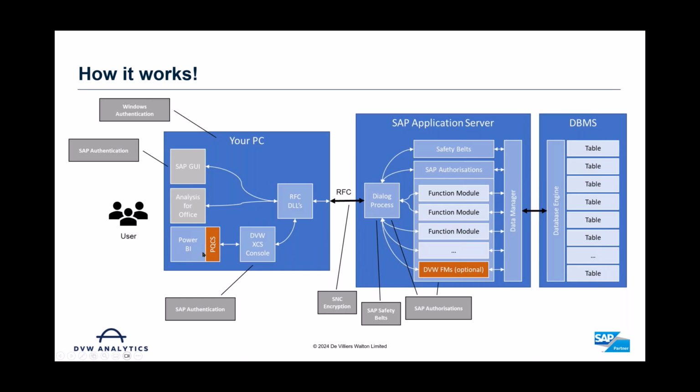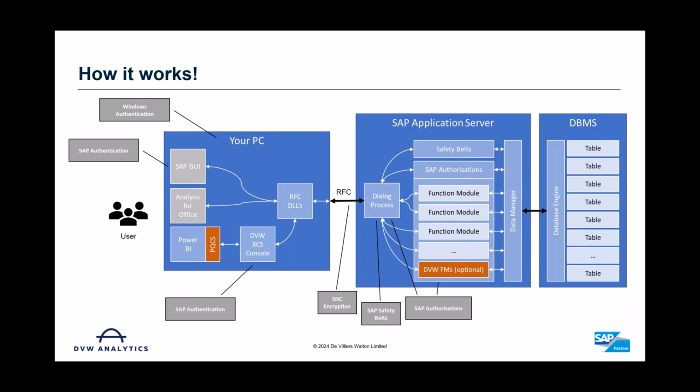So what we've seen already is what's on your PC, or some of what's on your PC. Here's Power BI with your add-in from DVW. You've also got our console, which obviously controls all those connections. And then we move into the realm of SAP. Now, the way our connectivity works is very powerful, very safe and secure, and this is why. It works in exactly the same way as something like the SAP GUI or Analysis for Office, or indeed pretty much any other standard SAP front-end device.